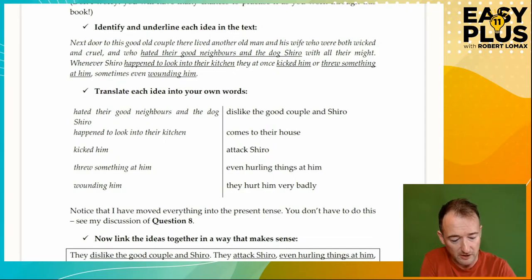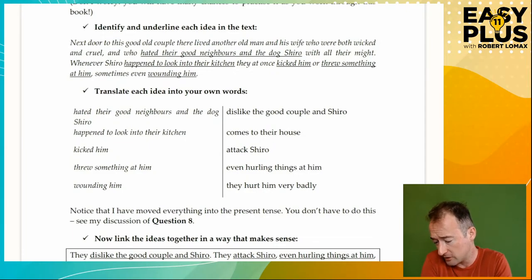So the question here is, we need to say how we know from the text that the neighbours are wicked and cruel. So we need to look for evidence of them being wicked and cruel. And the question says that this will be round about line 22. Okay, so we go to this area around line 22, and I've just copied out that part of the text here. So we go through it and we look for things to do with them being wicked and cruel.